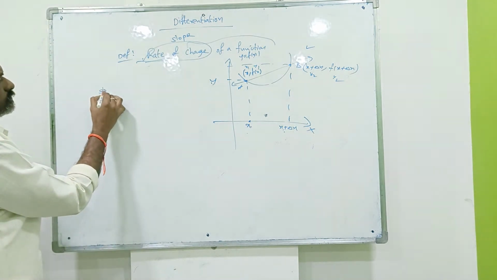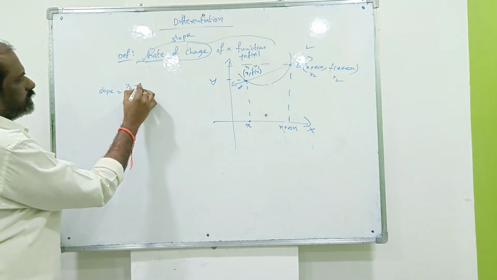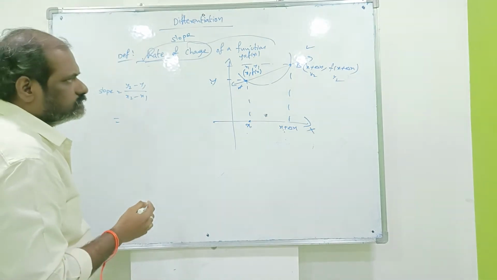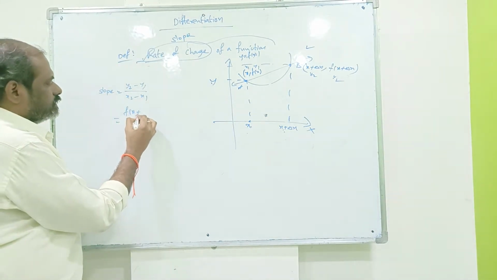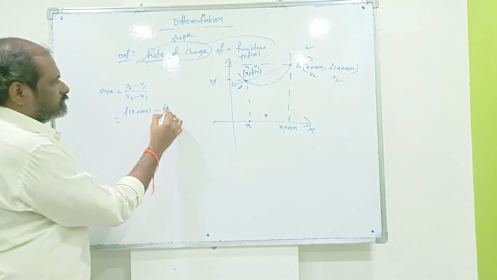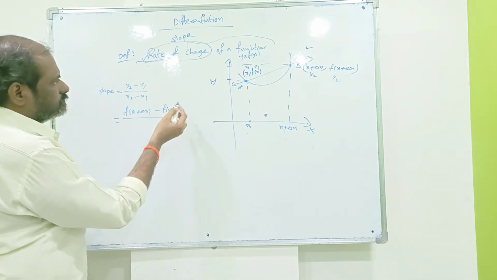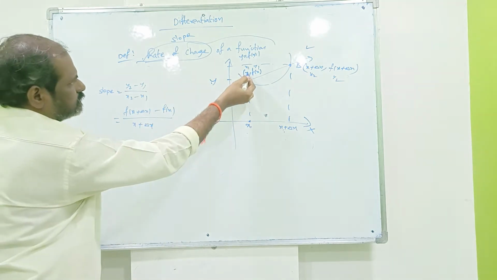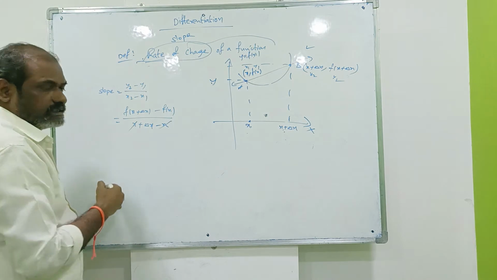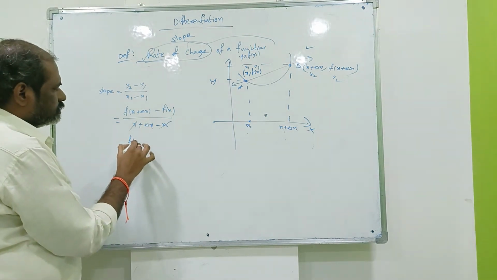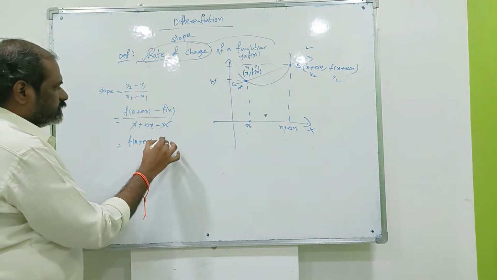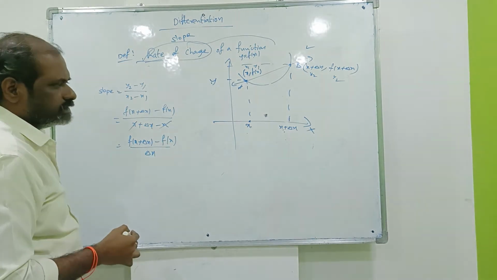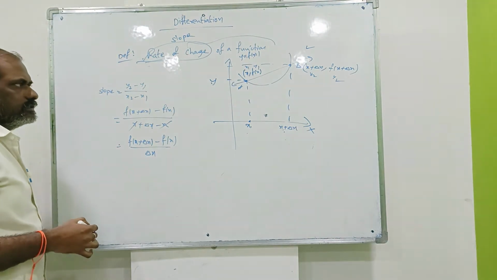What is the slope? y2 minus y1 by x2 minus x1. In this one, what is y2? f of x plus delta x minus f of x, by x2 minus x1. What is x2? x plus delta x. X1 is x, so x minus x cancels. So what we get is f of x plus delta x minus f of x by delta x. This is the slope of the second line.